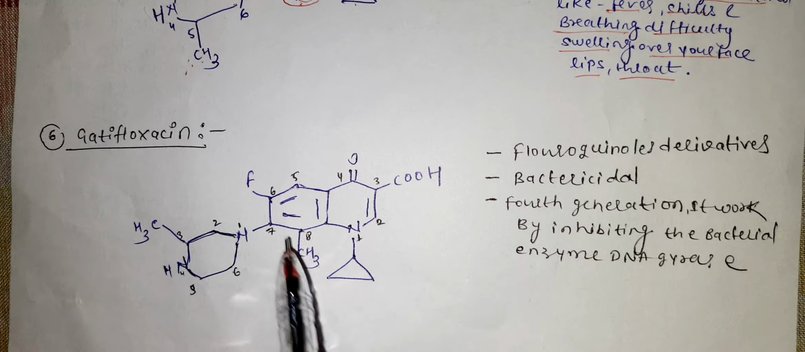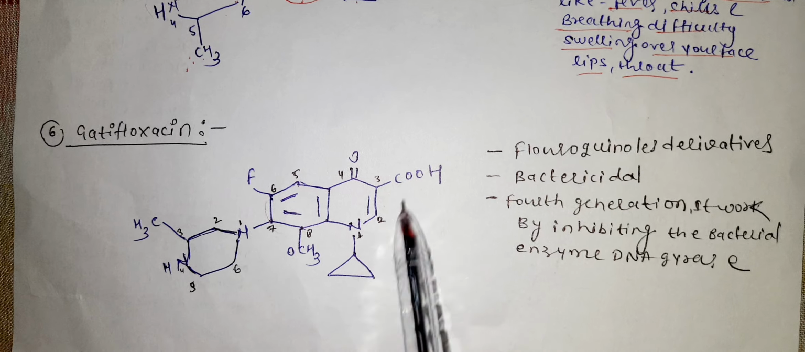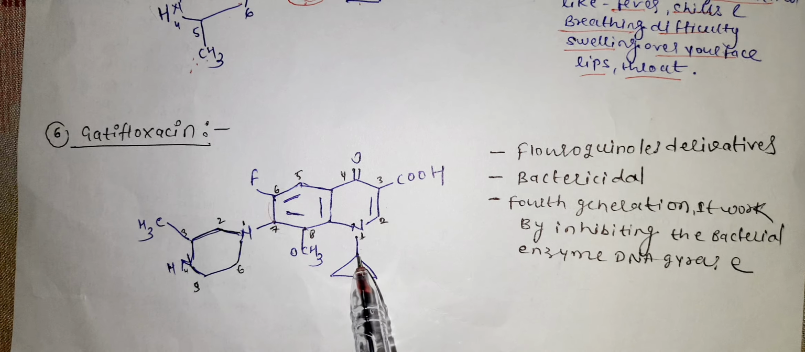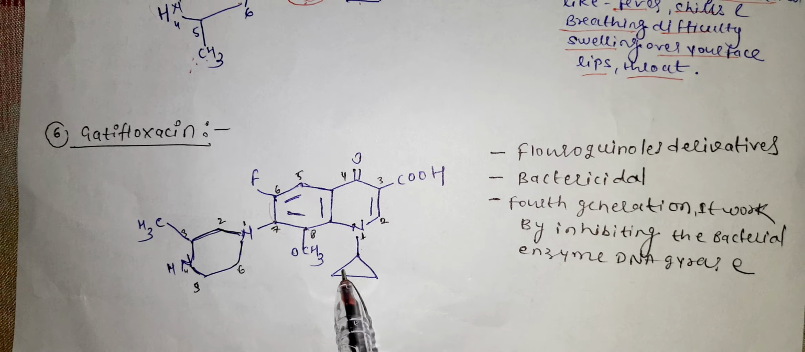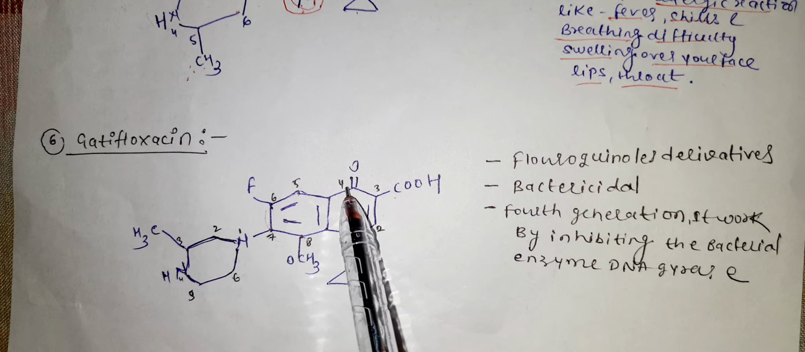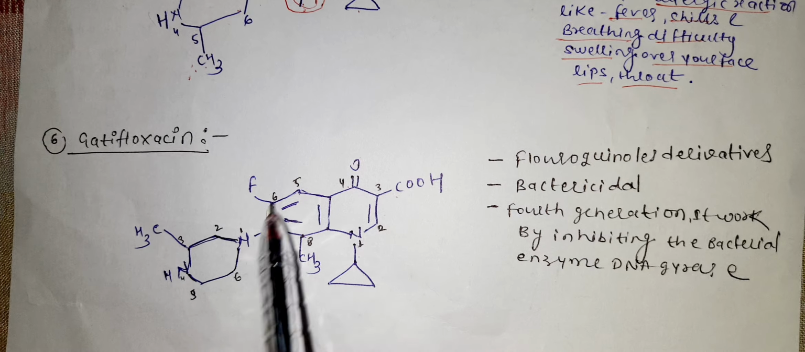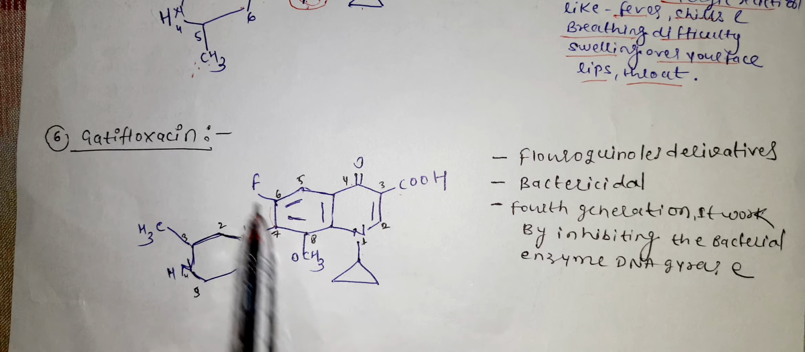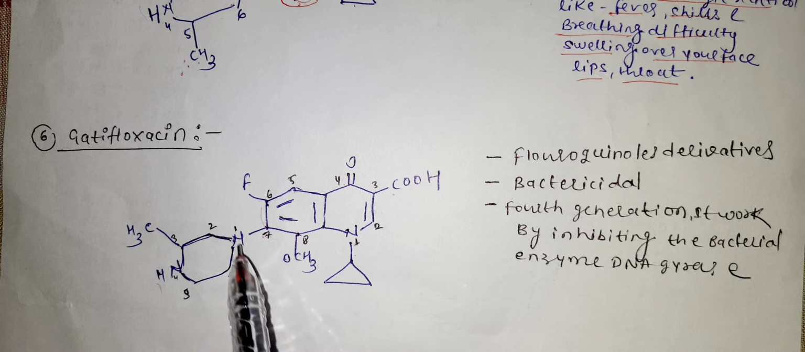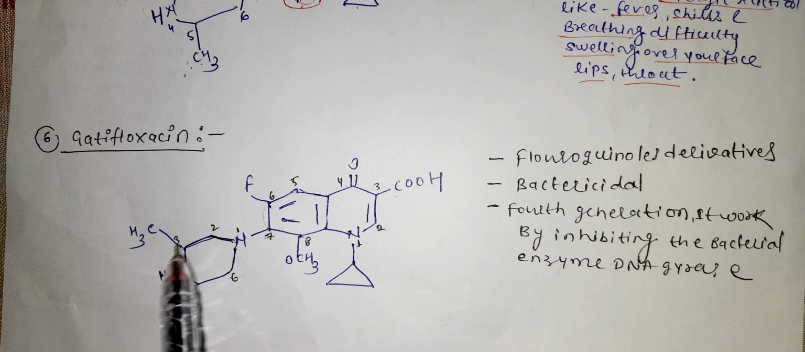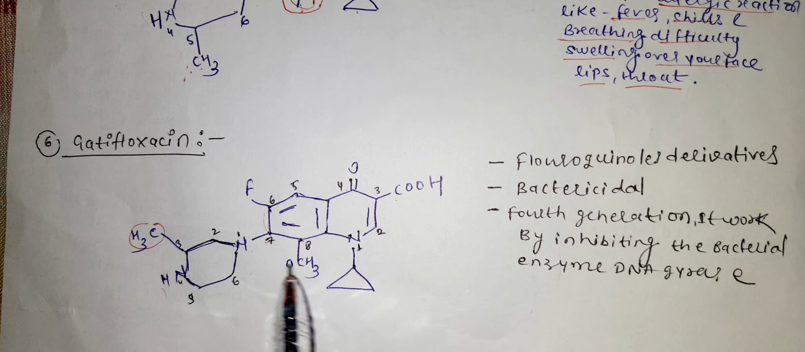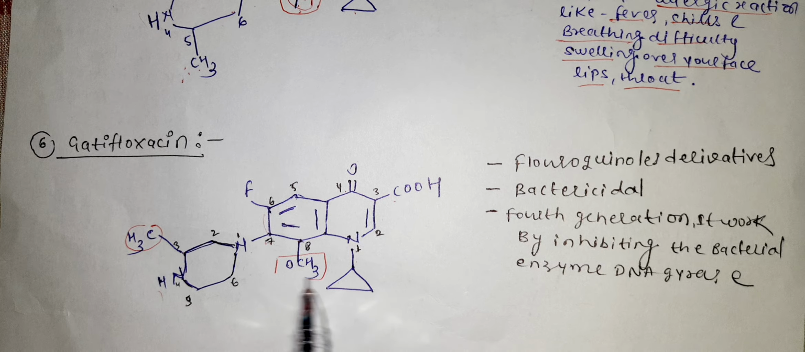Gatifloxacin: the basic nucleus is a fluoroquinolone derivative, and position number 1 is substituted by cyclopropyl, position number 3 is substituted by carboxylic, position 4 is oxo, position number 6 is fluorine, and the seventh position is substituted by piperazine, and this piperazine position number 3 is substituted by a methyl group, and position number 8 is substituted by a methoxy group.